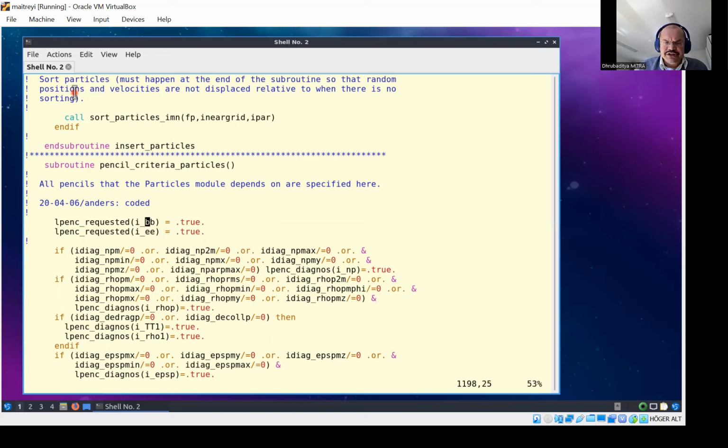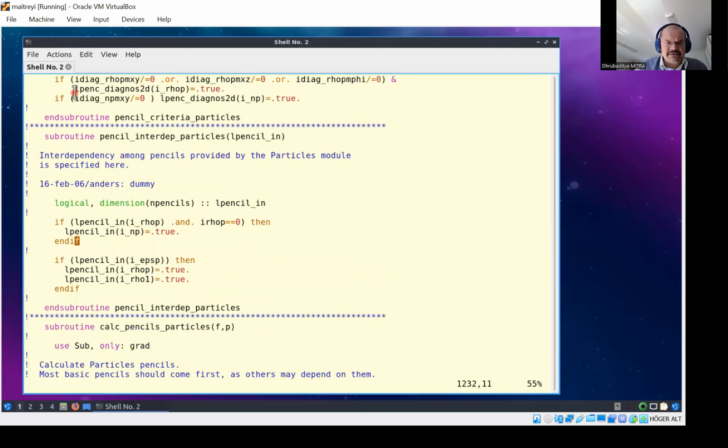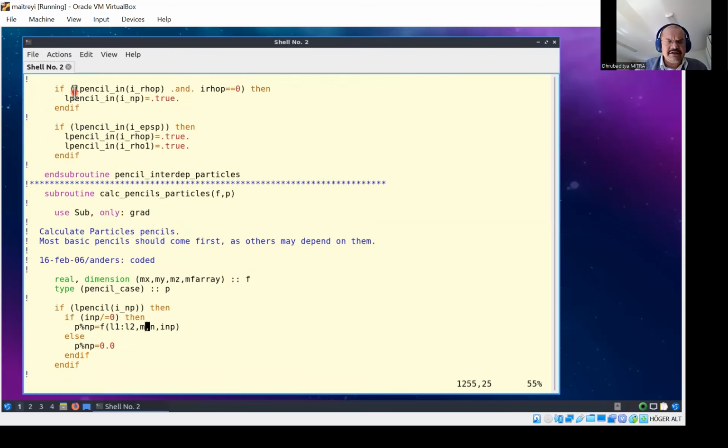Then there is interdependency between the pencils, but let's not worry about that either. Now here is the important point that you need to know. There is calculate pencil particles, where almost nothing important is being done. Then you have dxxp dt. So xx is the particle position, p means the particle.